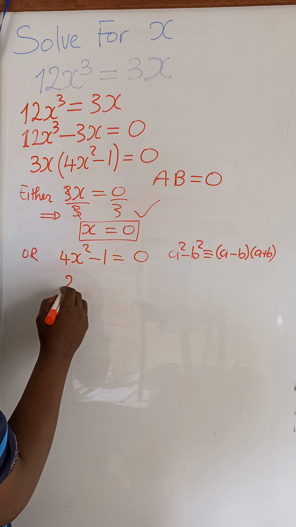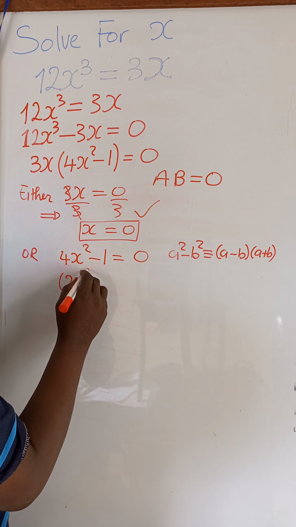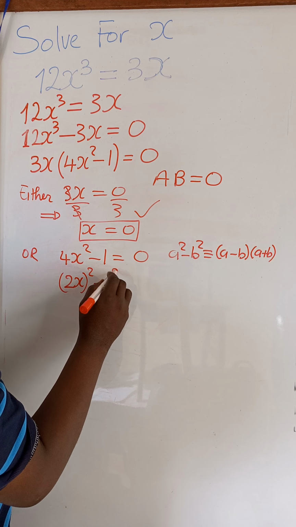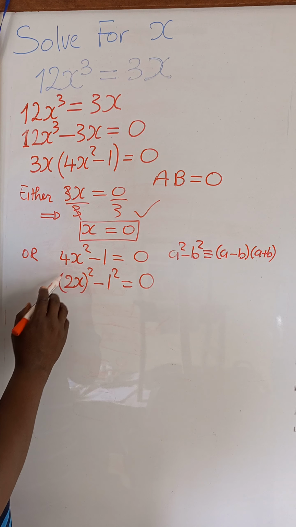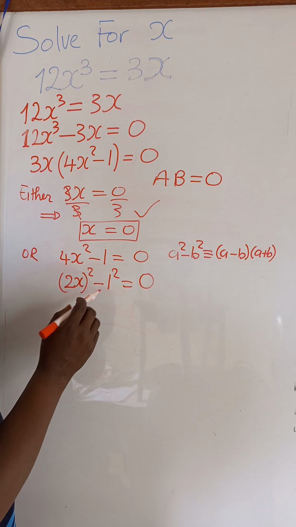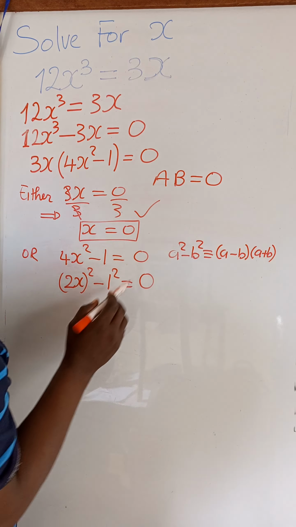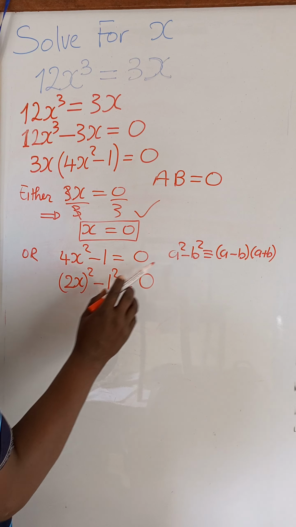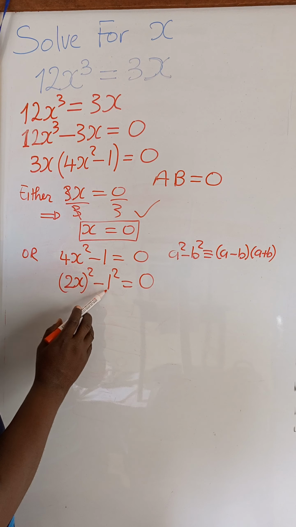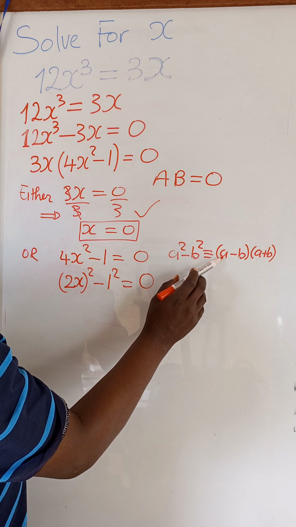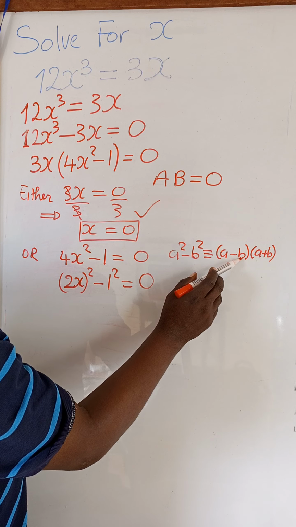If we look at this, let us write it in this form. 4x squared is the same as 2x, all of that squared. 1 is the same as 1 squared. So that we have a difference of squares, this square minus this square. So we can fit it in this identity. That means a replaces 2x and b replaces 1. So wherever I find a, we write 2x. Wherever I find b, we write 1.